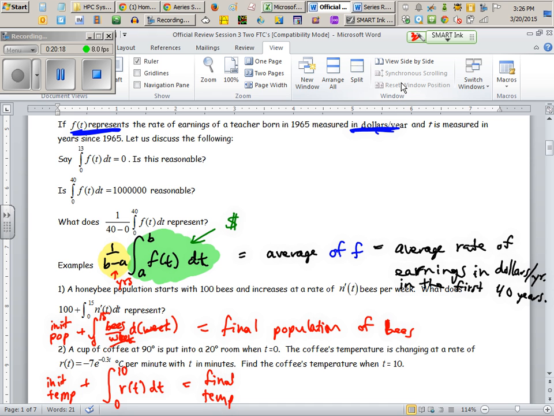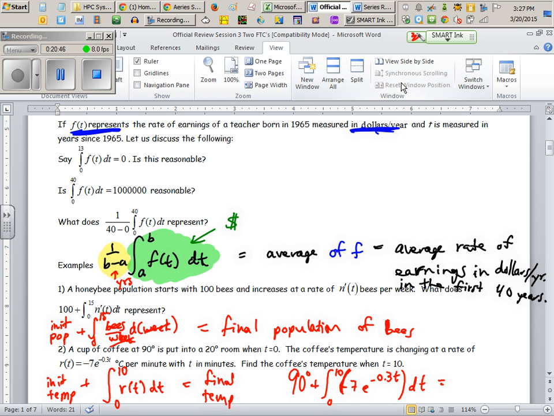So what was the initial temperature of the coffee? 90. Then you've got your 0, you've got your 10, you've got your -7 e to the minus 0.3t, you've got your dt, you've got your calculator. Where's the 20 degrees? It is not important to us.